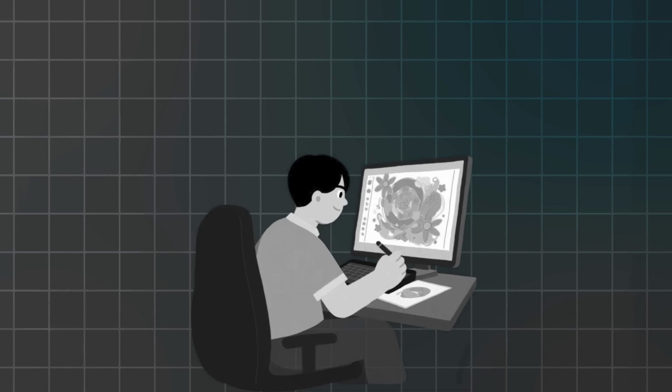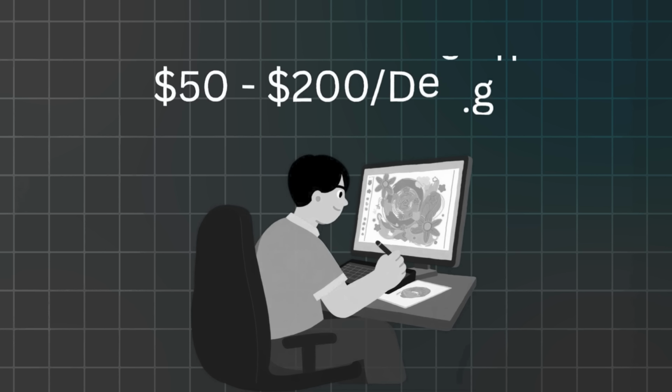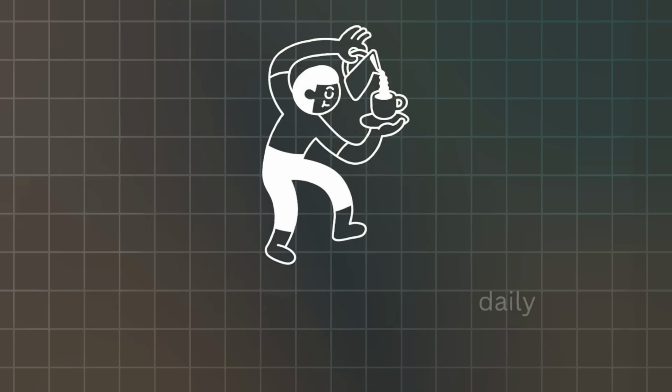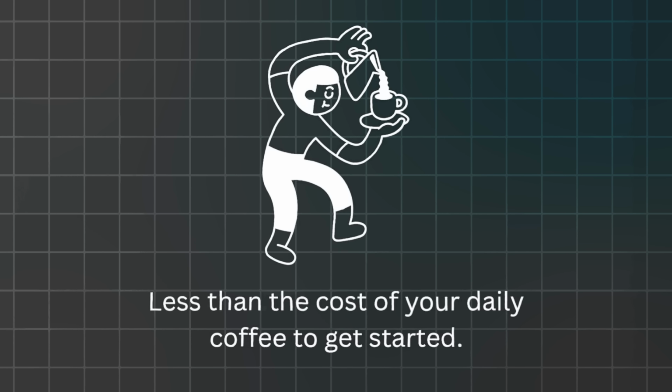Let me break down the real numbers, because this literally blew my mind when I calculated it. If you hired a graphic designer, $50 to $200 per design. If you learned traditional print on demand the hard way, weeks of research, multiple platform subscriptions, and constant headaches, with Gelato plus your Etsy shop, less than the cost of your daily coffee to get started.